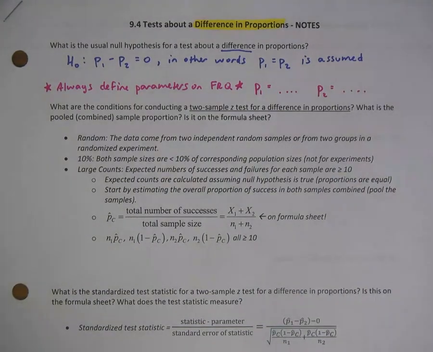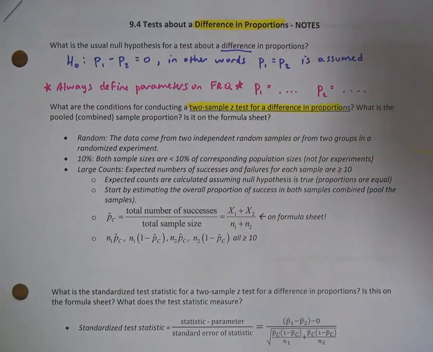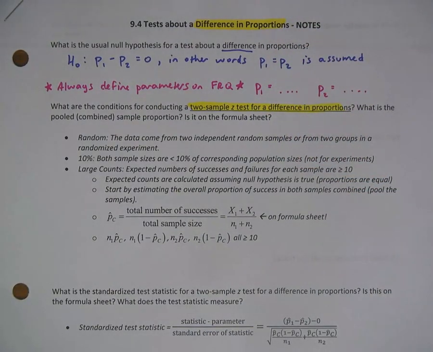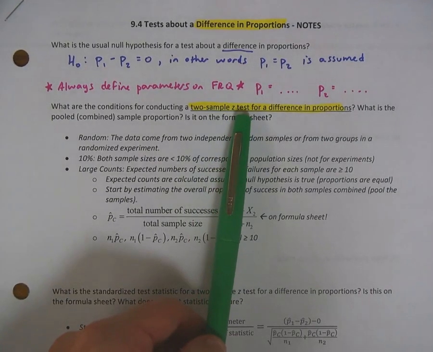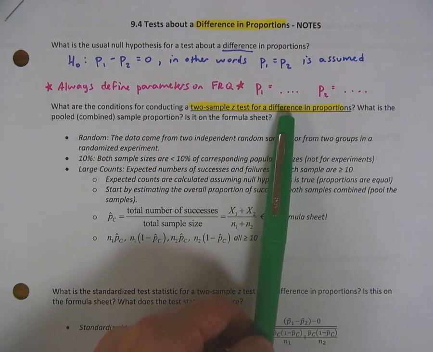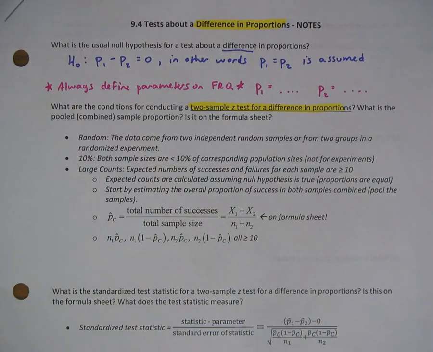All right, the inference method that we're going to use is called a two-sample z-test. Last time we worked on one sample z-test for a population proportion. This is a two-sample z-test because we're going to have two populations, a sample from each one. Z-test meaning that we have to standardize the statistic. We're performing a significance test, so it's not a z-interval, it's a z-test. And specifically not for one population, but a difference in population proportions. What is the pooled or combined sample proportion and is it on the formula sheet?